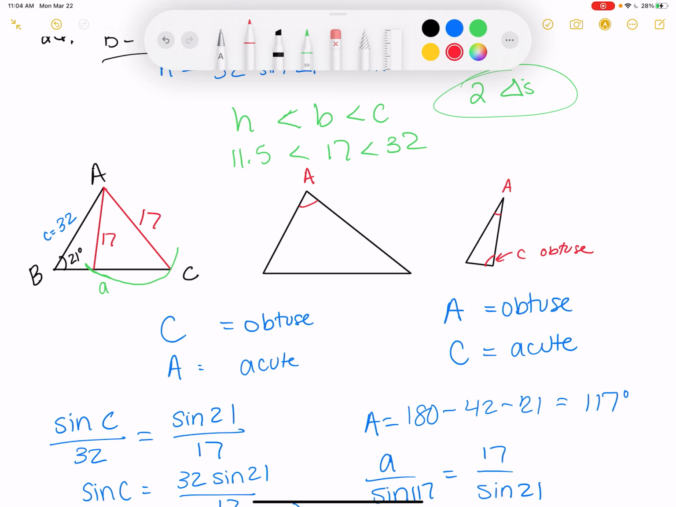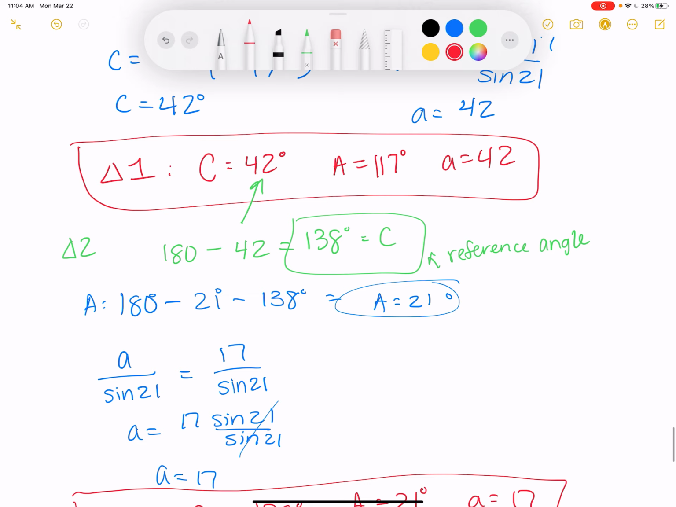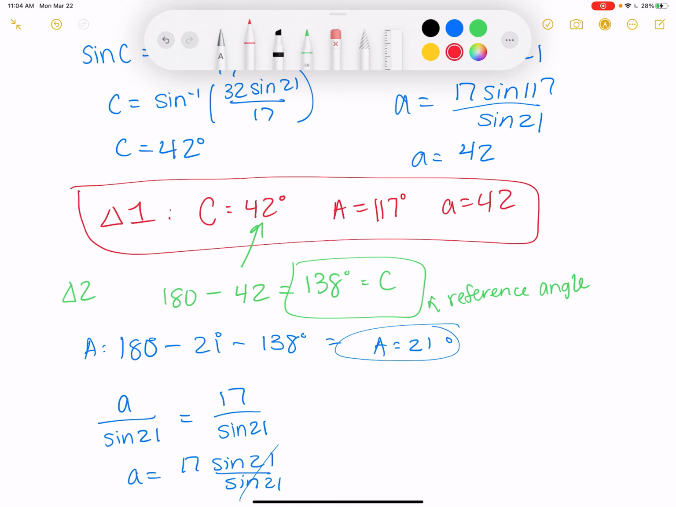So to find 138, did you subtract 42 or 21? I subtracted 42. So whatever angle we found to be C, our acute angle, we do 180 minus the acute angle to get that one.